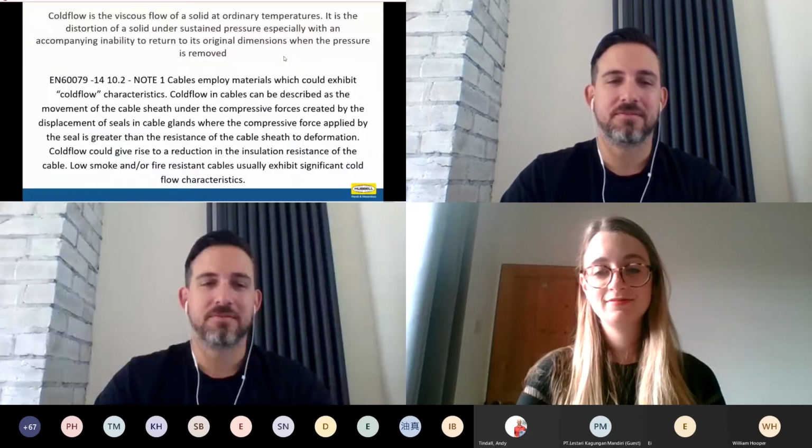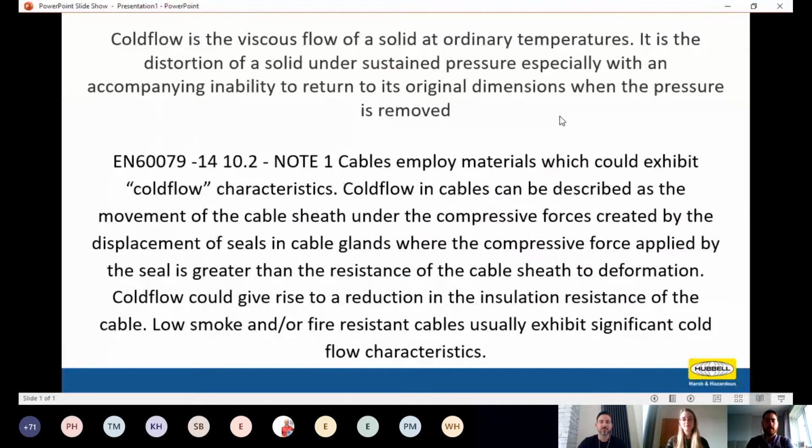Okay, so these are two statements that I've taken, one being a scientific description of what it is, and the other taken directly from the standards. The first one: cold flow is the viscous flow of a solid material at ordinary temperatures. It is the distortion of a solid under sustained pressure, especially with the accompanying inability to return to its original dimensions when the pressure is removed.